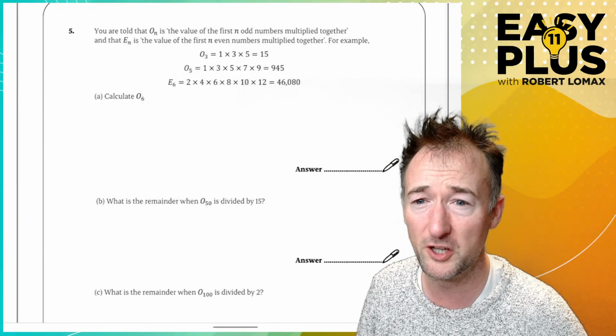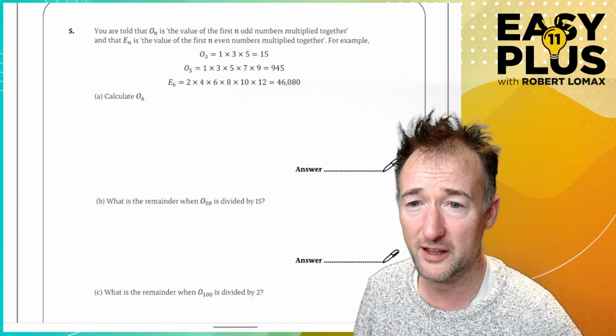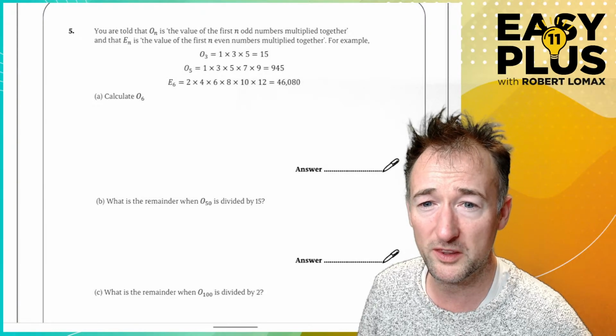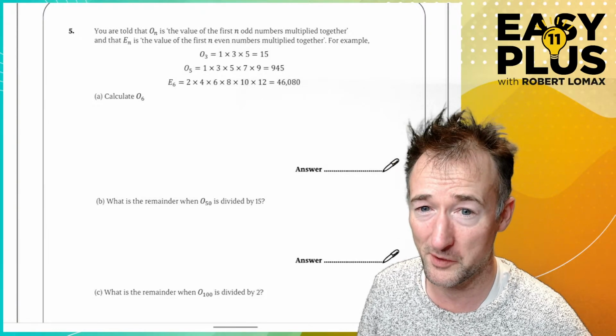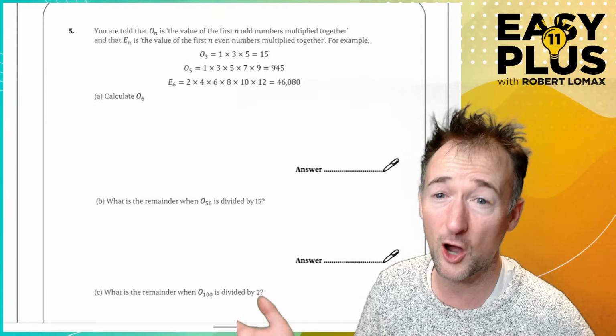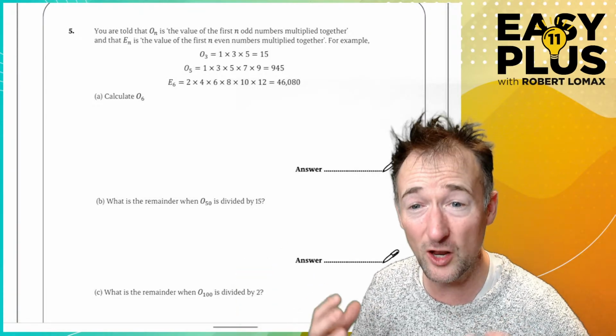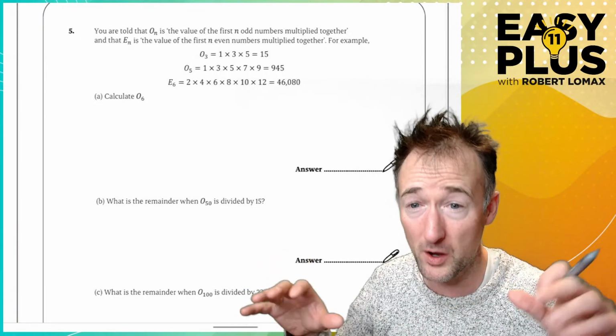Right, okay, so we're told that ON is the value of the first n odd numbers multiplied together. So that's O for odd. The first n odd numbers, so that's whatever number of odd numbers.